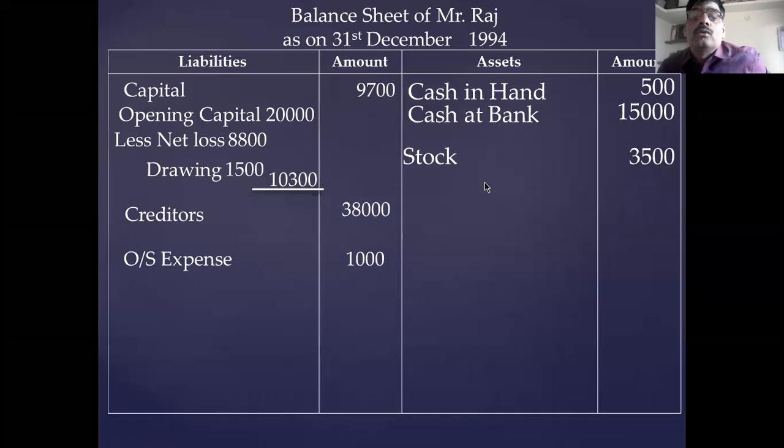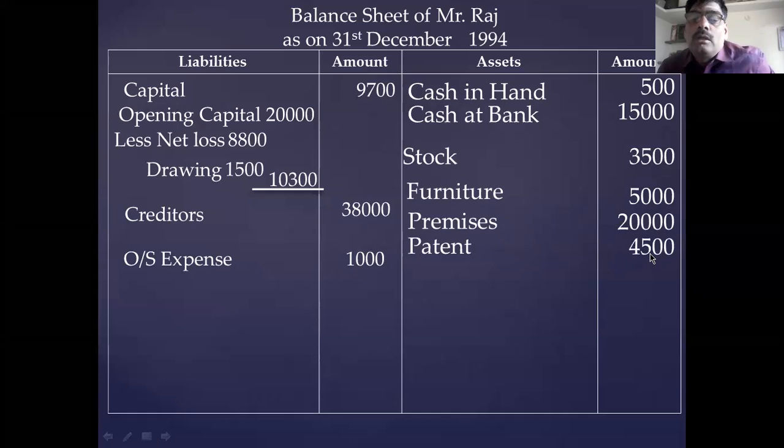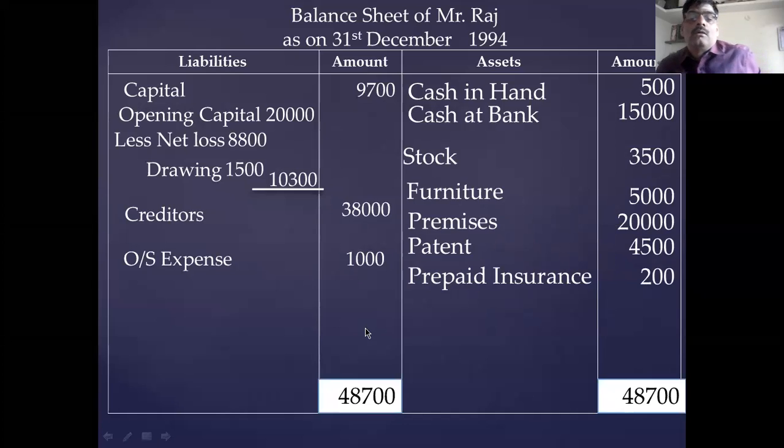You take the cost value. Then furniture from the bank account. Then premises from the statement of affairs. Patent from the statement of affairs. Prepaid insurance from the P&L account. You take this and close the account. 48,700 is total. Once again, you repeat this at home and you watch the video once again.